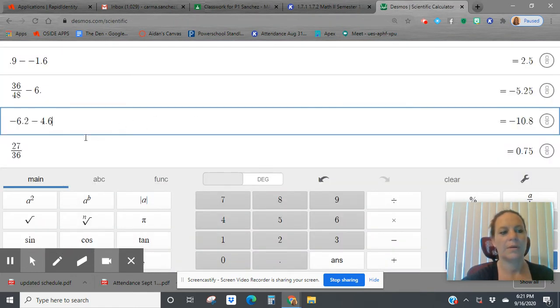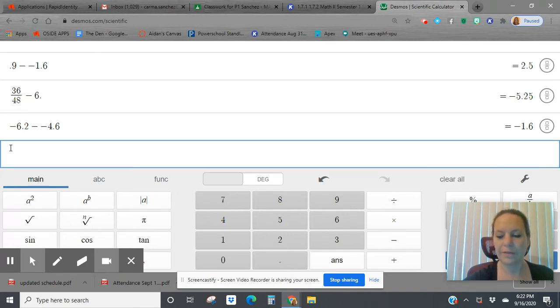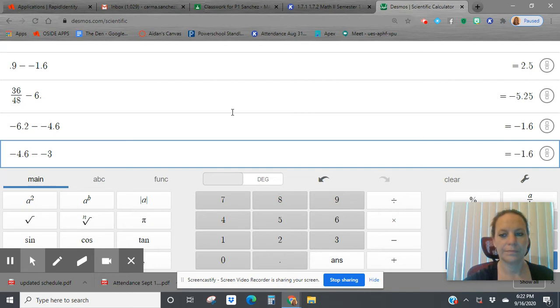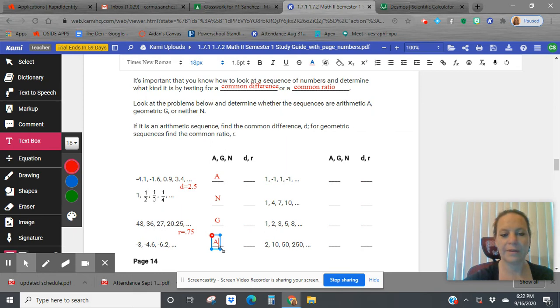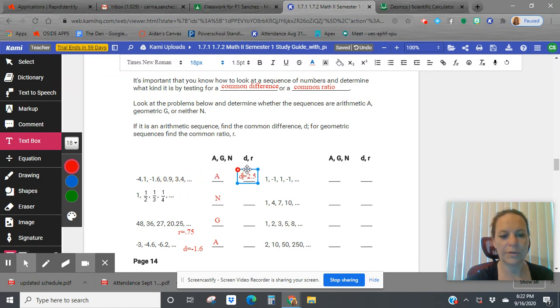Down 10 minus a negative is a change of 1.6. And then we'll do the negative 4.6 minus a negative 3. And that's also a change of down 1.6. So this one is arithmetic. And the common difference is negative 1.6. Oh, I guess that's what this little line was for over here.